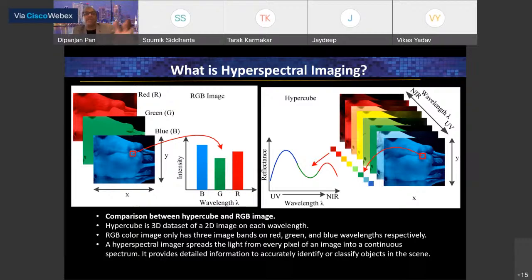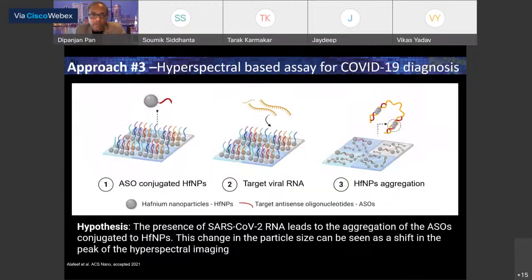On the left-hand side, you're looking at an RGB image, which is only red, green, and blue. But in hyperspectral imaging, we use something called a hypercube. The hypercube is really a 3D data set of a 2D image at each wavelength. A hyperspectral imager will spread the light from every pixel of a particular image into a continuous spectrum. As a result, that provides detailed information to accurately identify or classify objects that are present in the scene. So very useful and very powerful.